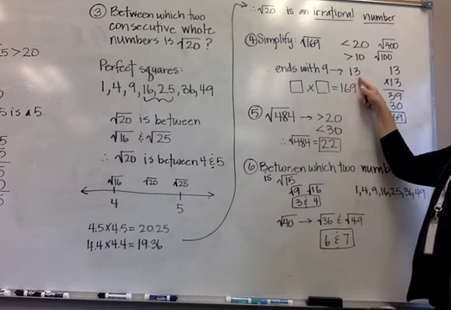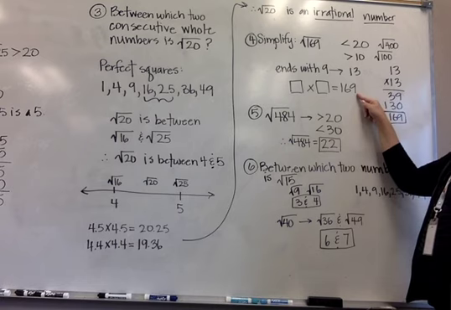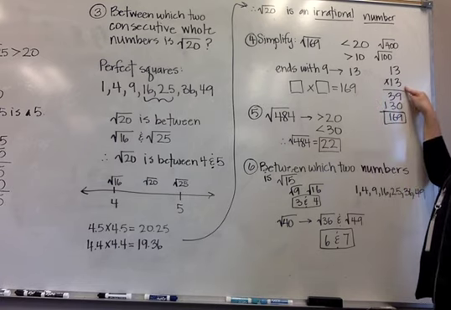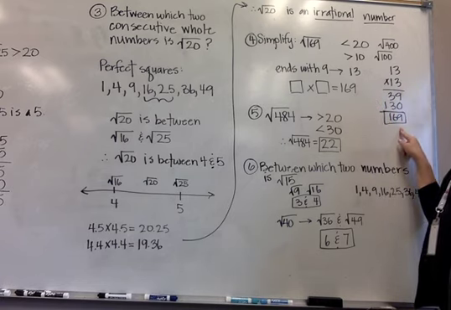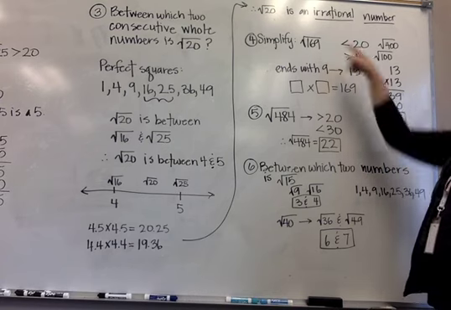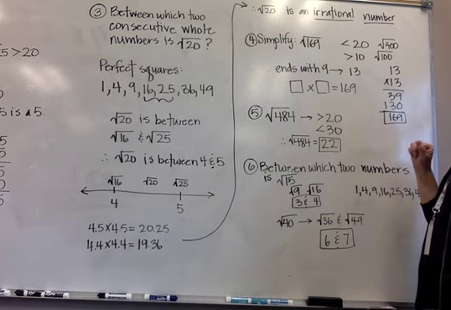It has to be something times something that equals 169. So we're going to try 13 because 3 times 3 is 9. 13 times 13 is, in fact, 169. So the square root of 169 is 13.